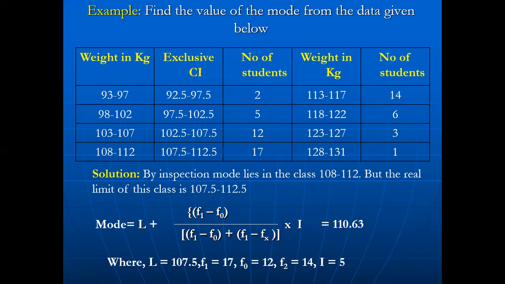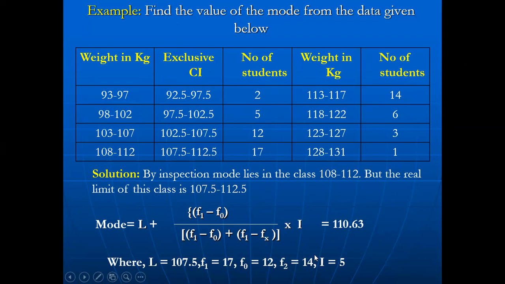So F1, the current frequency which is repeated the highest number of times, is taken as F1. Here F1 is taken as 17, F0 is taken as 12, and F2 is taken as 14. So F0 is preceding, F1 is the current, F2 is succeeding. Succeeding F2 is 14, preceding F0 is 12, the current one F1 is 17.